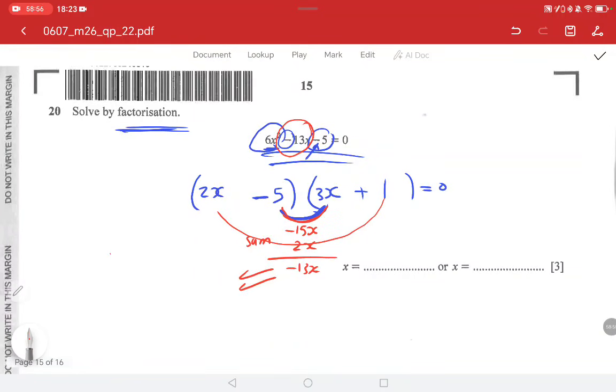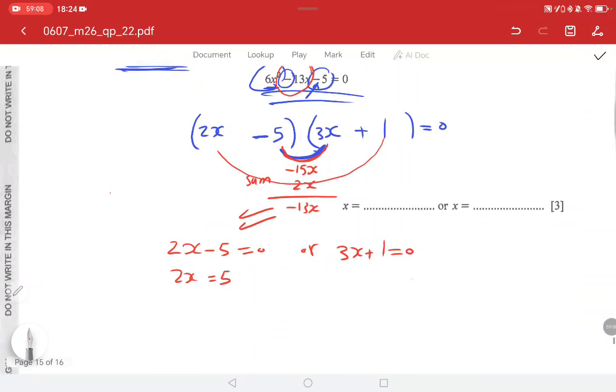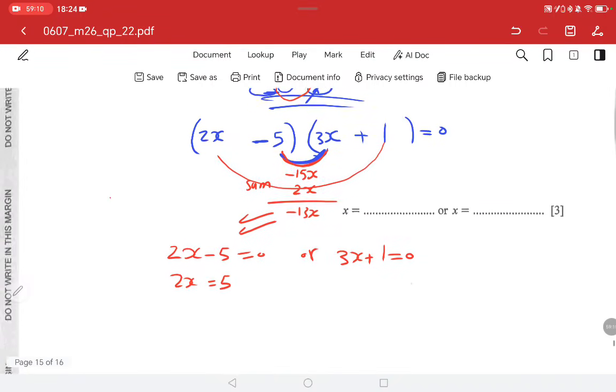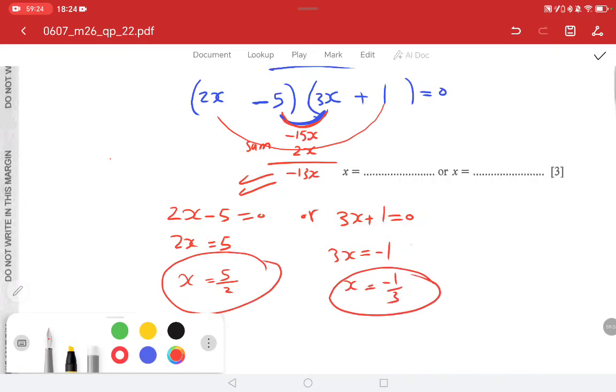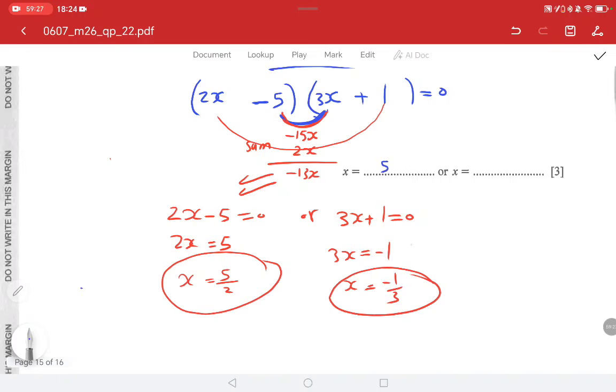Now we need to solve. So I may say now that 2x minus 5 equals 0, or 3x plus 1 equals 0. So 2x equals 5. It means x, if you divide both by 2, equals 5 over 2. Here 3x equals negative 1, so x equals negative 1 over 3. So these are the two answers we have. Let's write the answers there: 5 over 2 and here negative 1/3.